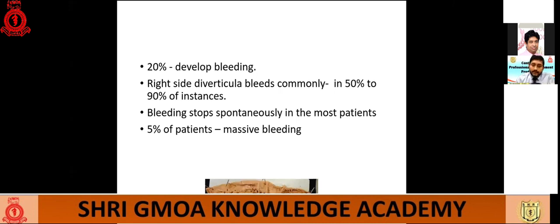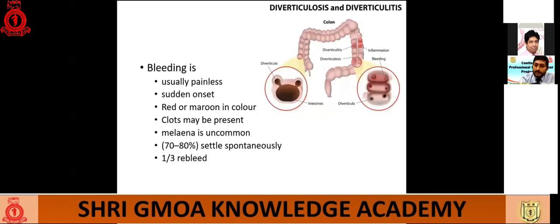If you compare left-sided and right-sided diverticuli, right-sided diverticuli bleed more commonly, about 50 to 90%. The reason is that right-sided diverticuli have a broad base and their dome is big, so there's a big gap between the diverticulum and the penetrating vessel. So they tend to bleed more. Most patients' bleeding stops spontaneously, but 5% can have catastrophic bleeding.